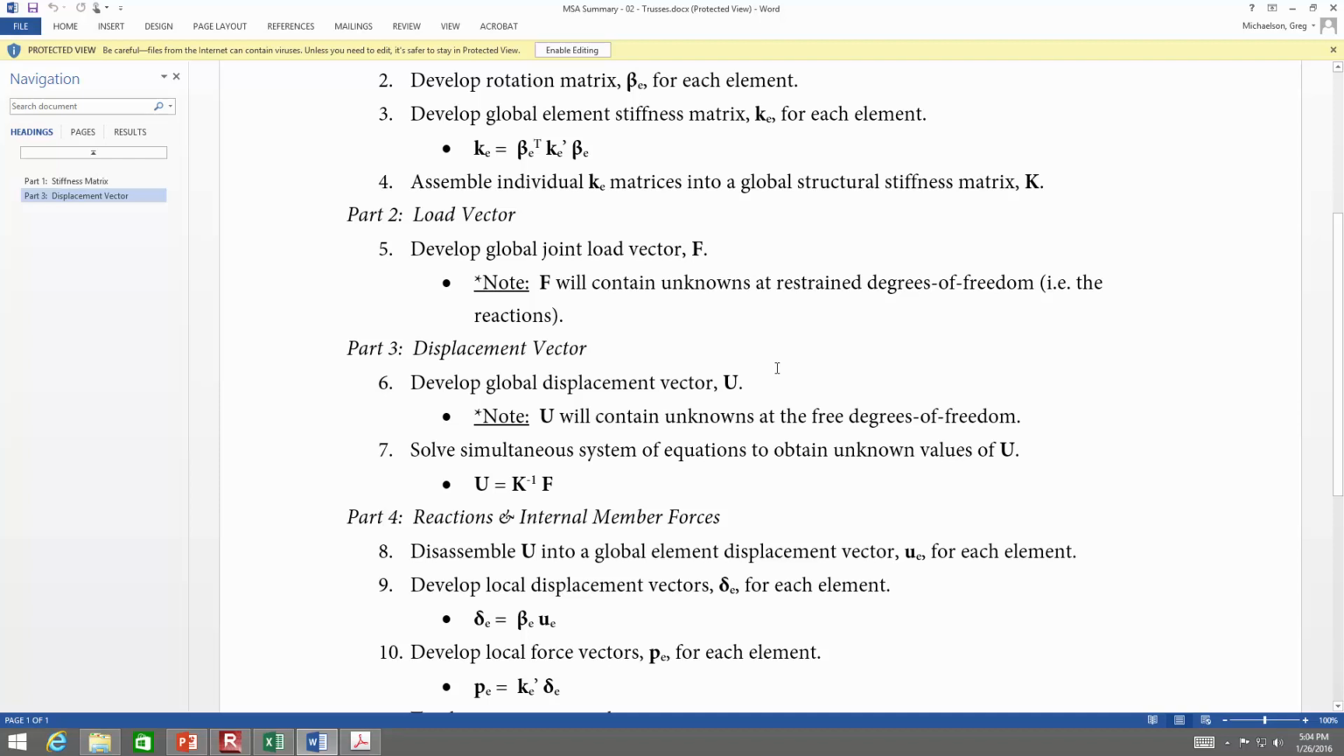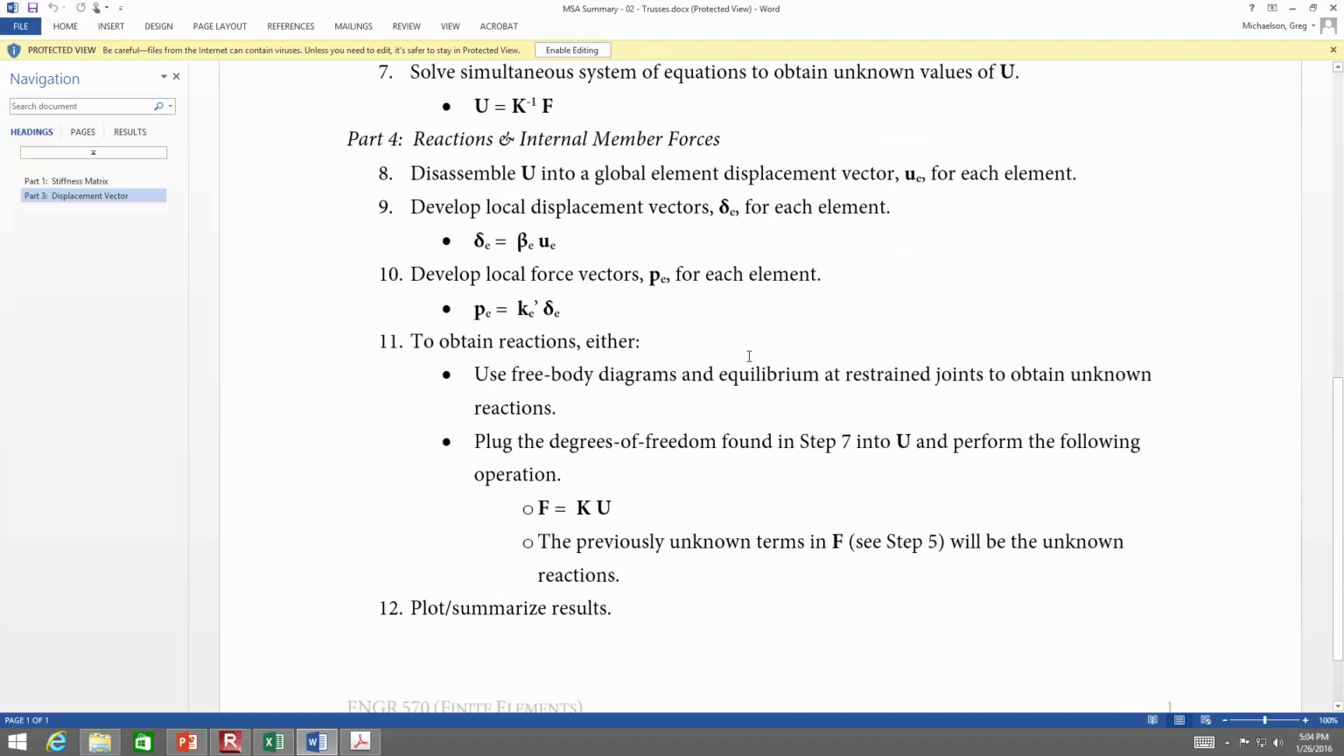So step 7 will give us the displacements for the whole truss. Step 10 will give us the axial forces in each member of that truss. And then if we want to look at step 11, we can just take the whole stiffness matrix for the whole thing, the displacement vector for the whole thing, get the force vector for the whole thing, and the values that we didn't know before, those are the support reactions.